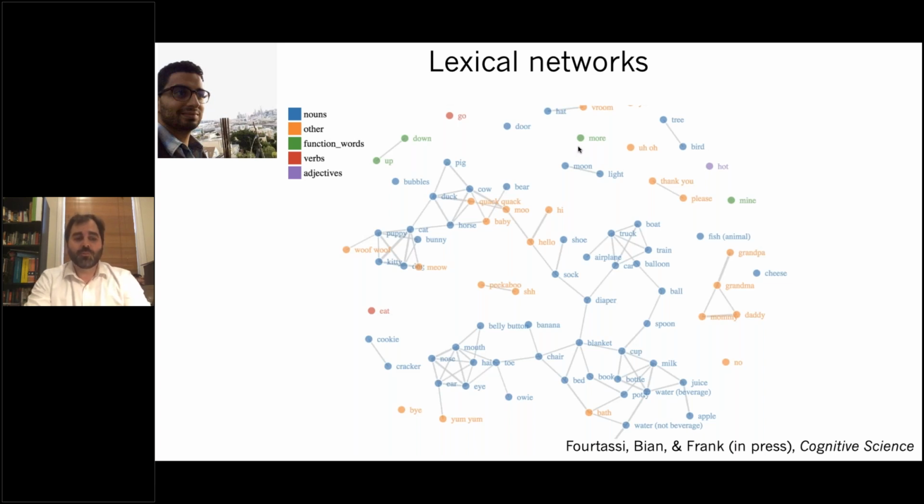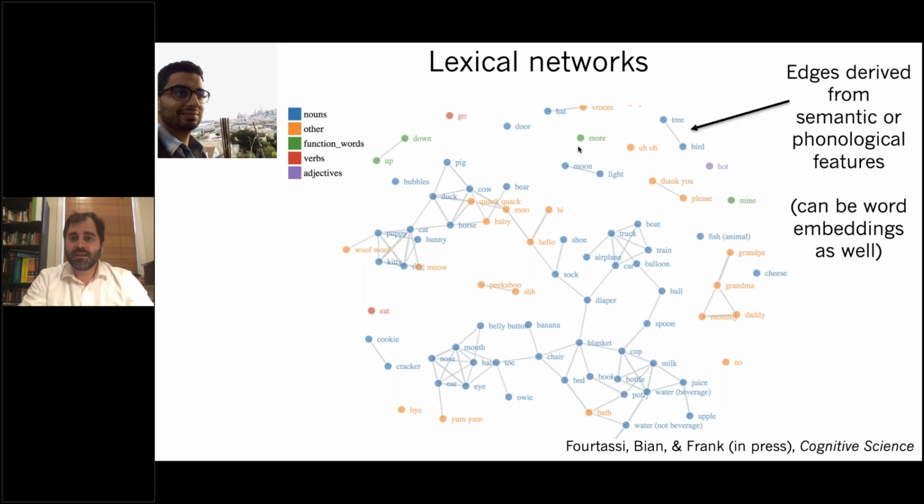So Abdellah took some work by Thomas Hills and Linda Smith and their collaborators using lexical networks to try and predict acquisition. A lexical network is a network structure connecting the words in a child's lexicon, with the edges in this graph derived from either semantic or phonological features. And in much of our work, what we use here for semantic features is actually word embeddings from word2vec or GloVe type systems.